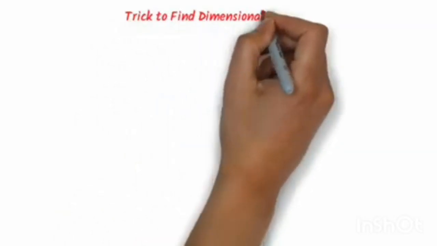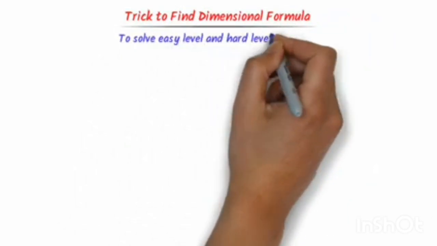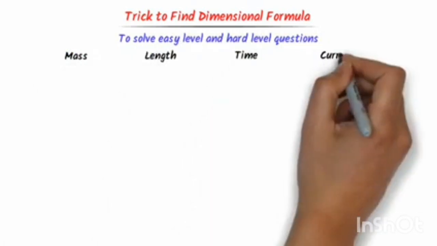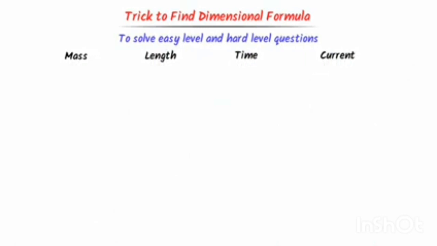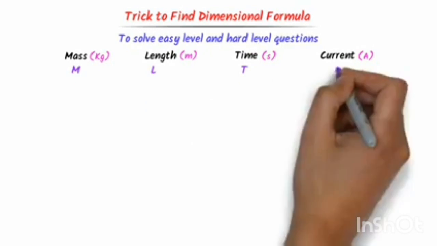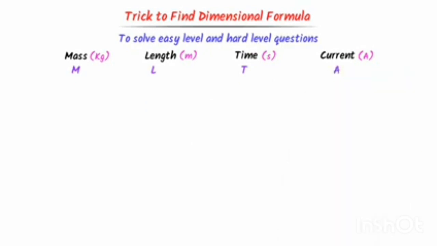Trick to find dimensional formula. I will teach you the super easy trick to solve easy level and hard level questions. Firstly, I write here mass, length, time and current. We know that the SI unit of mass is kg, that of length is meter, that of time is second, and that of current is ampere. The dimensional symbol of mass is M, that of length is L, that of time is T, and that of current is A.